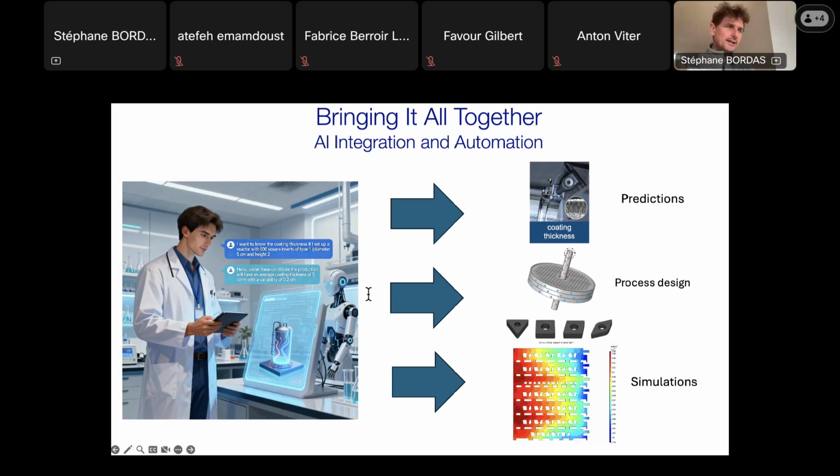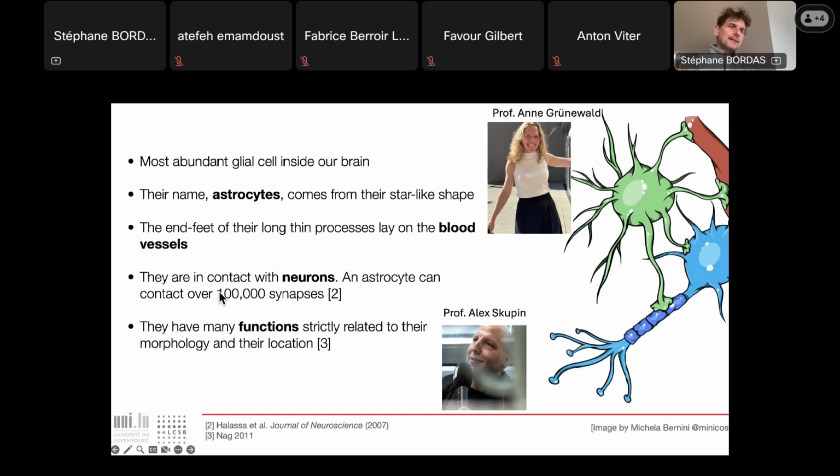And of course, the future looks like that. The lab person or the engineer or the technician is going to ask, I want to know the coating thickness if I set up a reactor with 500 square inches of type 1, diameter 5 centimeter at height 2. And boom, the advisor will tell this person that there is a probability of whatever to get a coating thickness of 5 centimeter with a variability of 0.2 centimeters. So you see, if we manage to do that, it's going to be a super nice way forward.